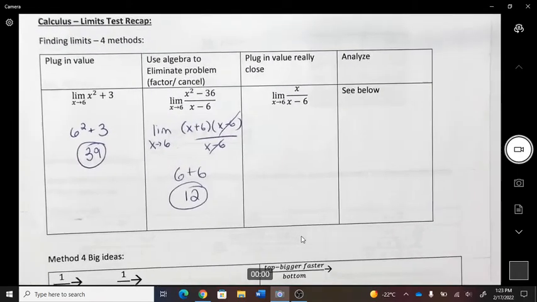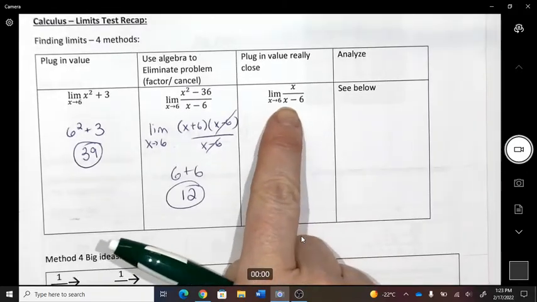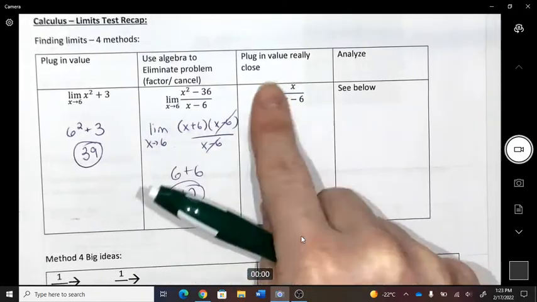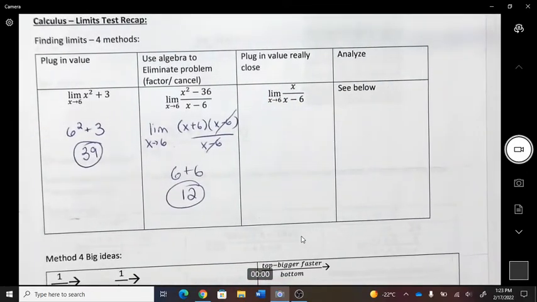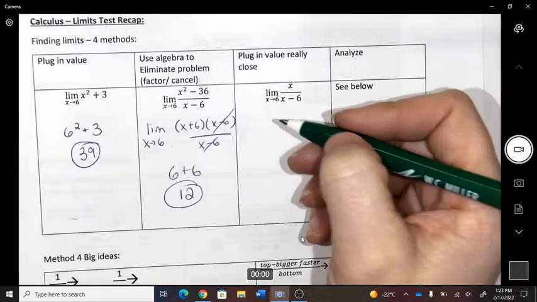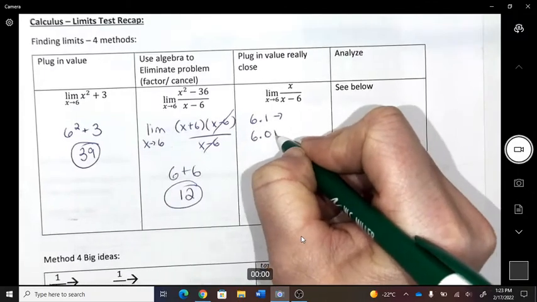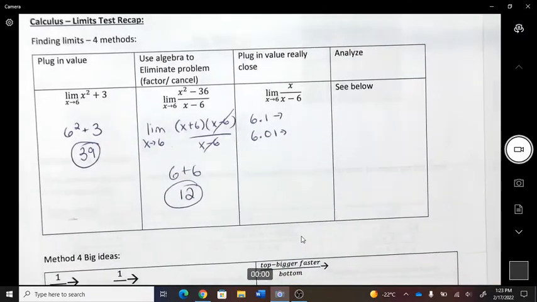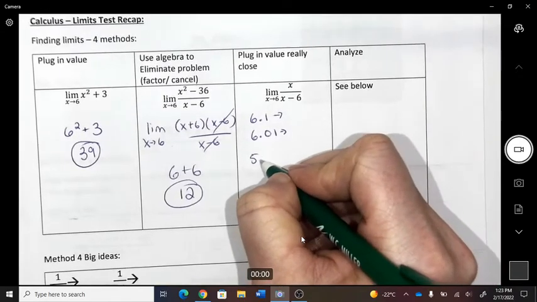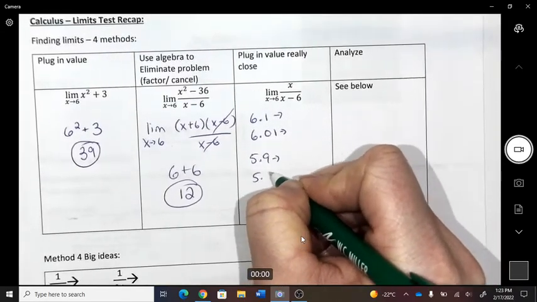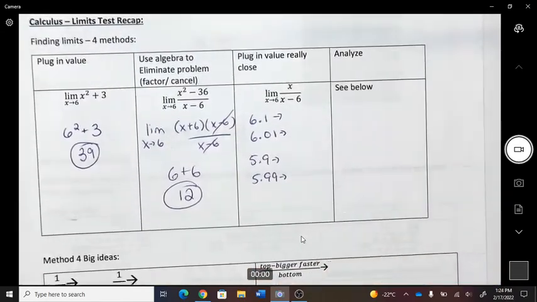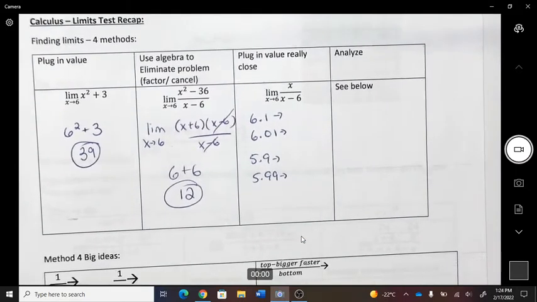Okay, the next one, I can't just plug 6 in, the bottom is 0, there's nothing that will cancel. So I'm going to plug values in, so I would probably do a couple on the positive side of it, and then I would do a couple on the left side of it. So from the right side, from the left side.